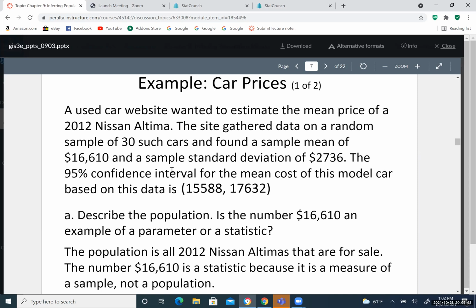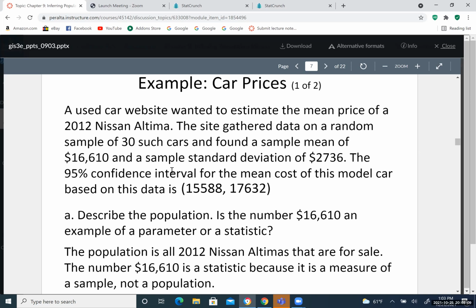They already give you the answers, but now we're checking it. Is it true or not true, based on this data they provide you? The sample size, 30. The sample mean, 16,610. The sample standard deviation s, 2,736. And they want us to compute the 95% confidence interval to see what happened.